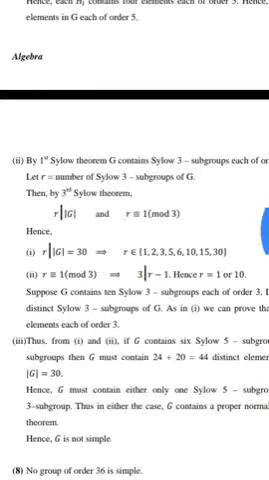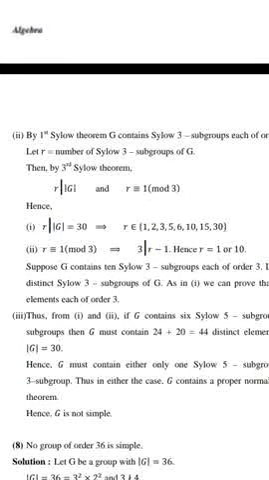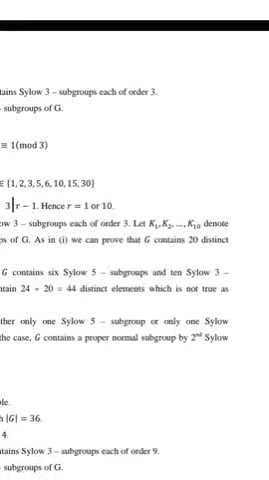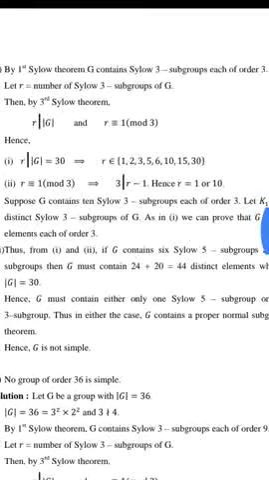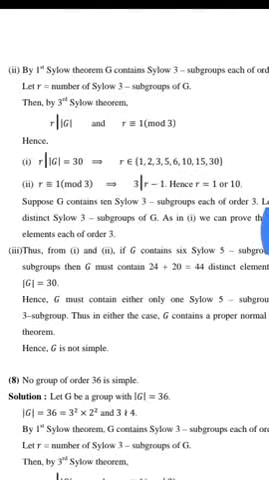So r belongs to {1, 2, 3, 5, 6, 10, 15, 30}. Therefore r is congruent to 1 modulo 3, that is, 3 divides r minus 1. Hence r is equal to 1 or 10. Suppose G contains 10 Sylow 3-subgroups, each of order 3. Let K1, K2, ..., K10 denote the distinct Sylow 3-subgroups of G. As we can prove, G contains 20 distinct elements, each of order 3.